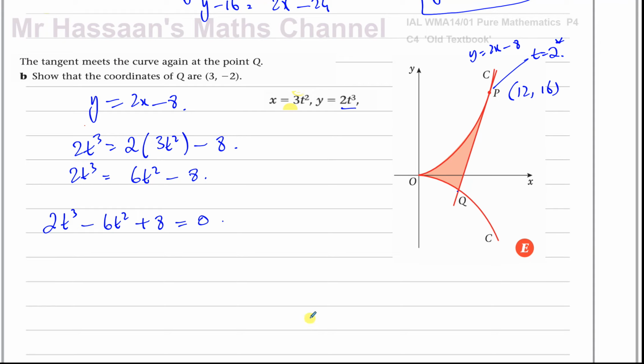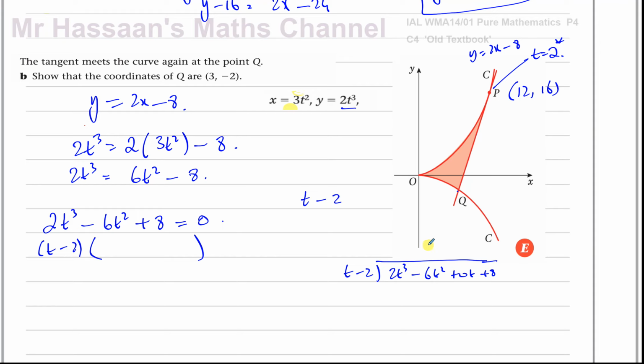So if I want to solve this equation, I could use algebraic division and say t minus 2 is a factor. If t equals 2 is a solution, then one of the factors will be t minus 2, and then you'll have a quadratic. How do you find that quadratic? Well, we could do our algebraic long division, 2t cubed minus 6t squared plus 0t plus 8, divided by t minus 2. You should get a remainder of 0, and you'll have a quadratic, which you then factorize, and you'll end up finding the value of t that you need.